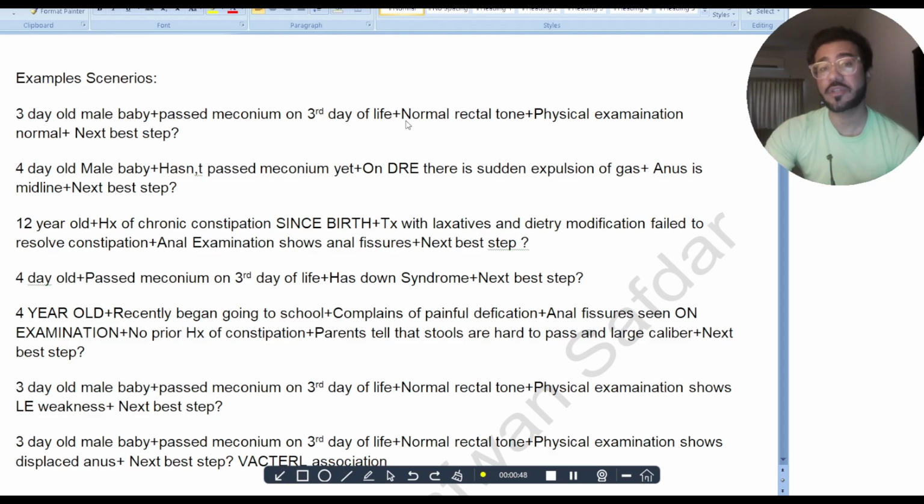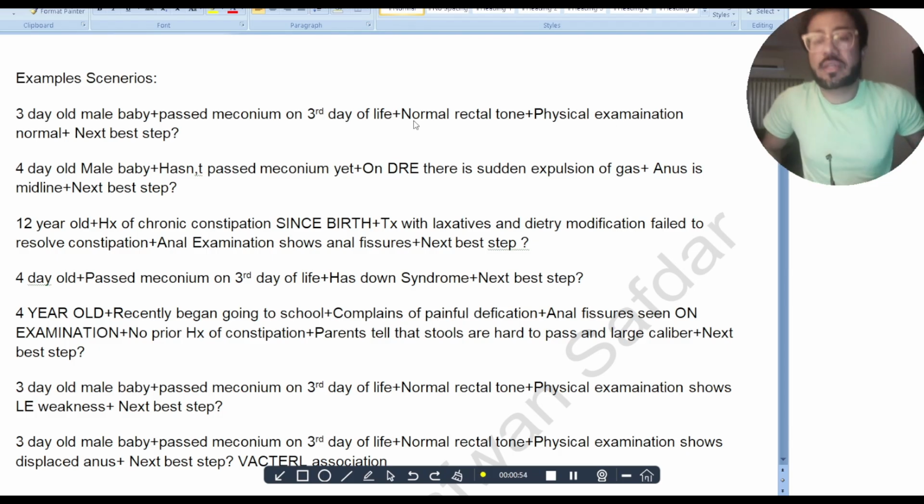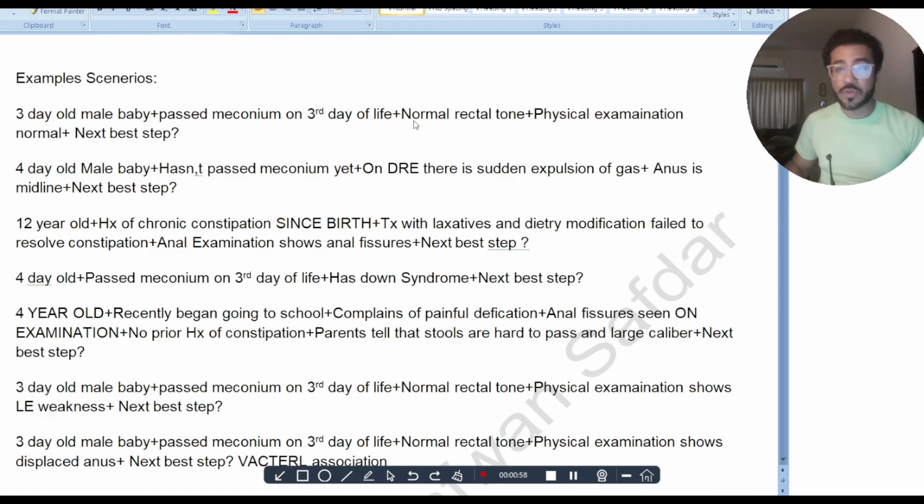But in case of Hirschsprung disease, since there is abnormal contraction of the distal part of the descending colon and the rectal vault, the rectal tone is usually increased, so we can rule it out since the normal rectal tone is present. So no Hirschsprung disease. The other differential left is cystic fibrosis, so the next best step would be performing a sweat chloride test. That is going to tell us whether the patient has cystic fibrosis.